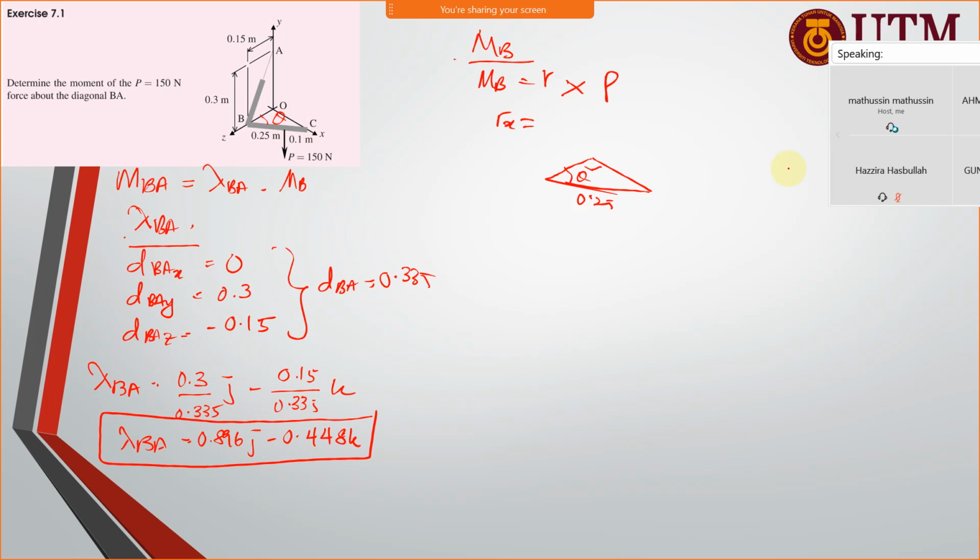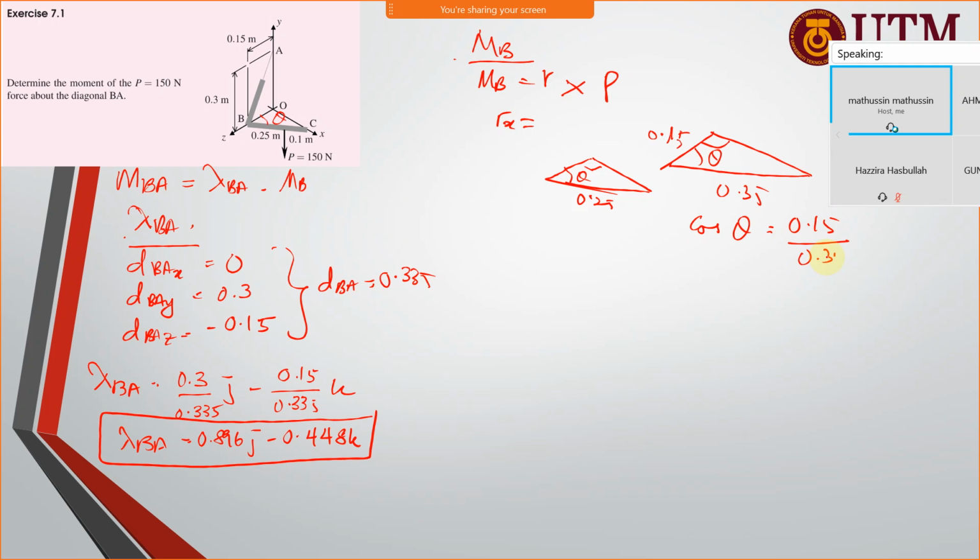Okay, untuk dapatkan theta ambil yang full. Yang ni 0.35, kat sini 0.15, dan this is our theta. Theta sama. So theta guna apa? Cos, sin or tan nak dapatkan theta? Cos. Sebelahan bahagi hypotenuse. Alright. Cos theta it must be 0.15 divided by 0.35.